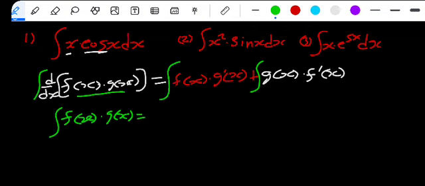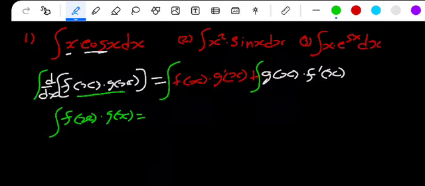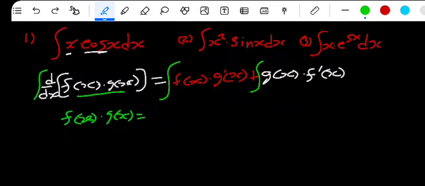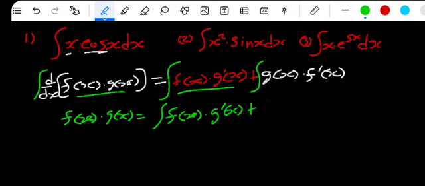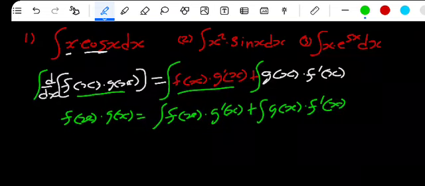So when we take the integral of this, we have the integral of f of x multiplied by g prime of x, plus g of x multiplied by f prime of x. Well, this is supposed to be dx.